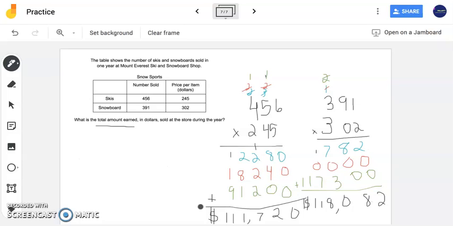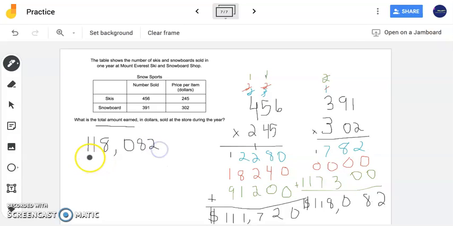Now notice we got the price of the skis, the price of the snowboards, but we're not finished. We always have to go back and reread that last question. Total amount earned, total. That means we have to add them together. So we have my snowboard price, which surprisingly was more money. They made a lot more on snowboards.